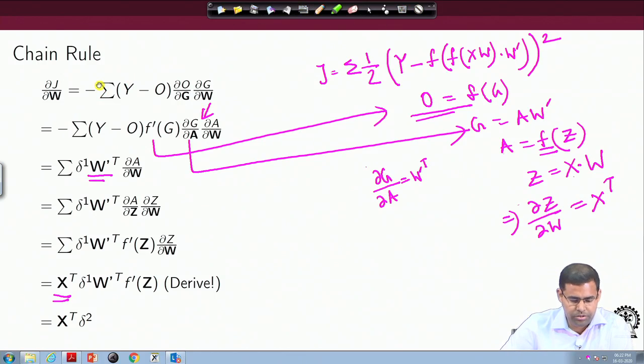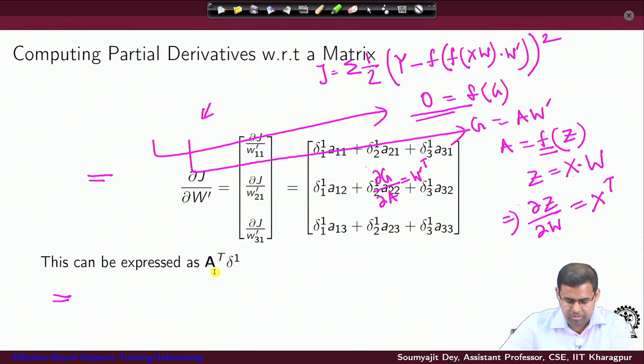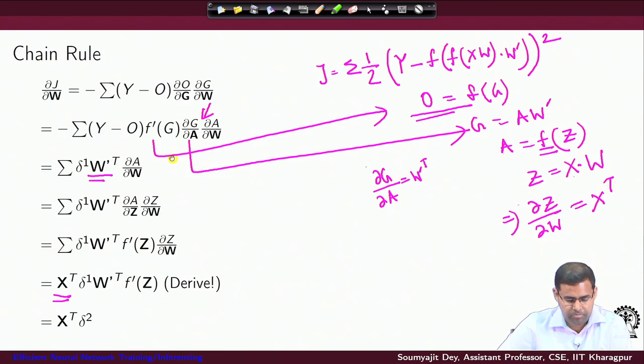But the question is, so we have solved for this part, how the W prime transpose comes, how the x transpose comes, how the f prime z comes, but what about delta 1? Well, if you look back into our previous derivation, what was my delta 1? If you look here, delta 1 is minus summation of y minus O times the f prime of G, right. So, just apply it here.